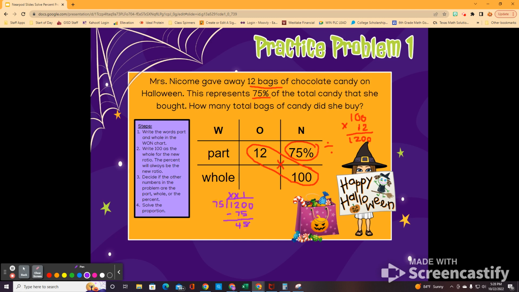Then 75 doesn't go into 45, so I need to bring down this 0. And then 75 goes into 450 6 times with no remainder. And now I have my answer. So the total amount of bags of candy that she bought was 16 bags.